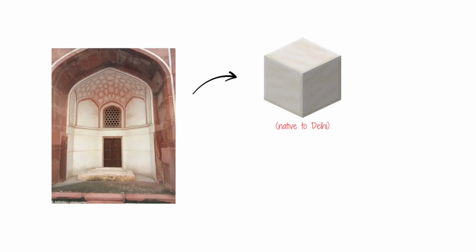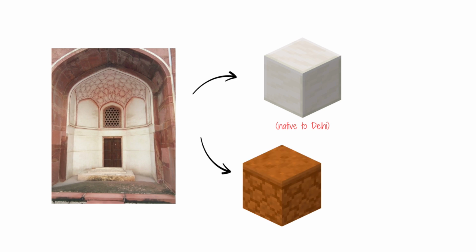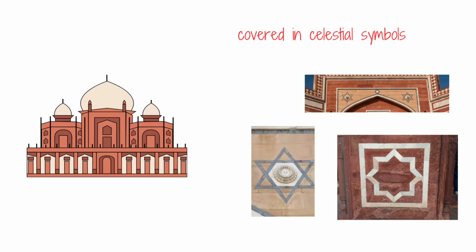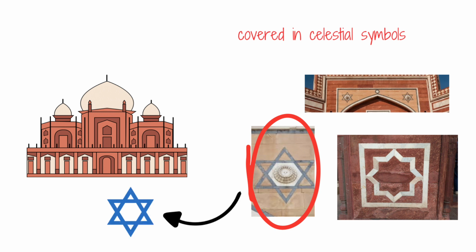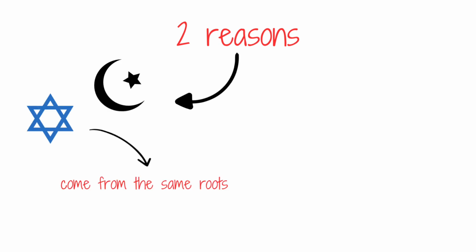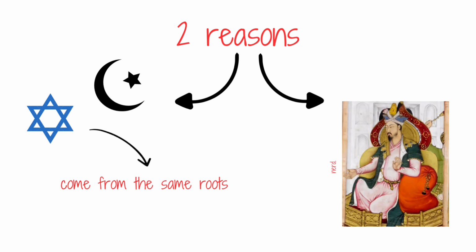The main walls were quartz, native to Delhi, and red sandstone, which, as mentioned before, was a remnant of Hindu temples. The tomb was covered in celestial symbols like suns and stars, and also in some places, the Star of David, which is a Jewish symbol. This is because of two reasons. The first reason is because Judaism and Islam come from the same roots, so they will interact occasionally. The second reason is the one I like better. A simple fact. Humayun was an astronomy nerd. Nice to see medieval emperors could be nerdy, although they wouldn't have called it that at the time.